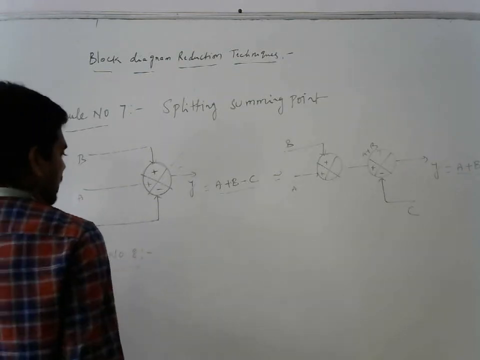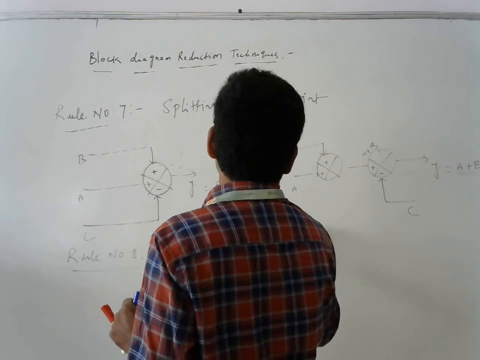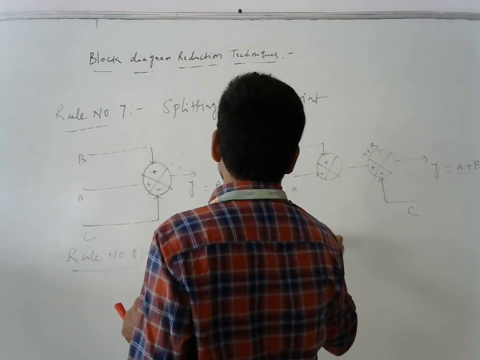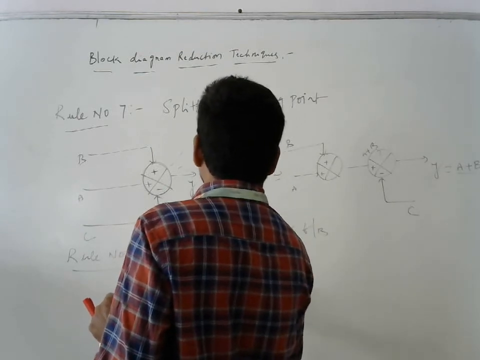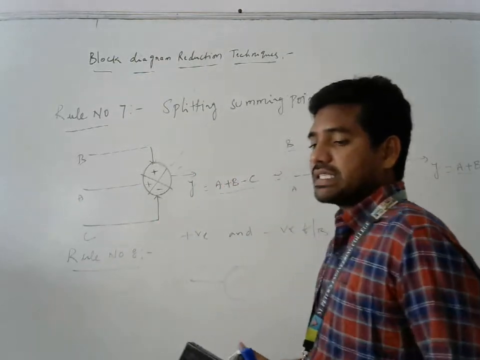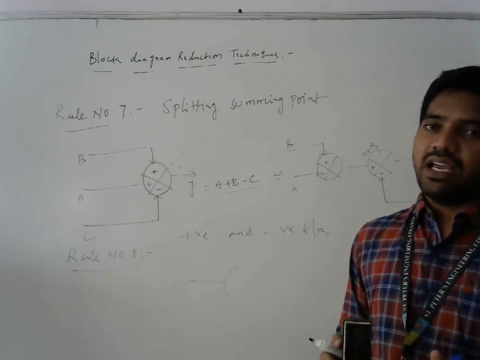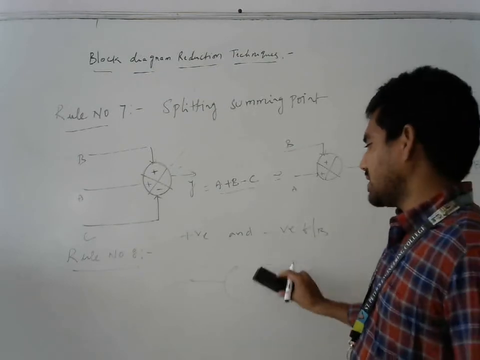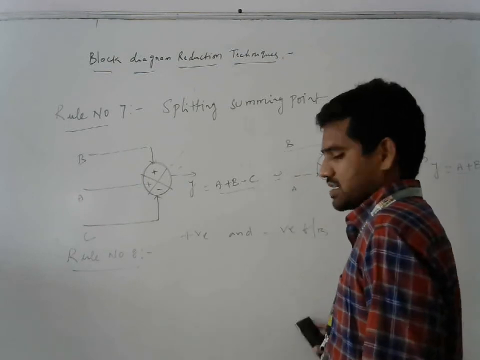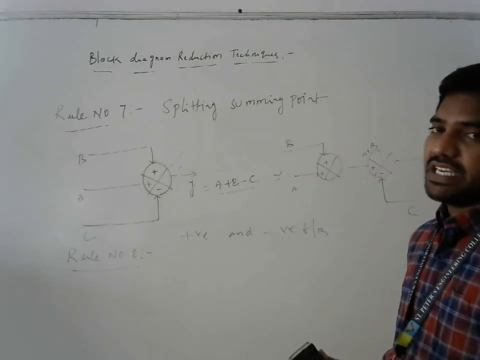Positive feedback and negative feedback. Here we need to focus. Don't confuse when we are going to consider a positive feedback and negative feedback, as well as a summing point, that means parallel blocks. Both will be the same, but the signal will be the change.